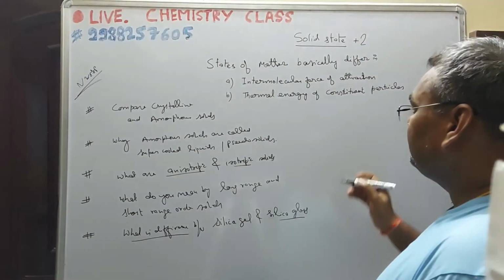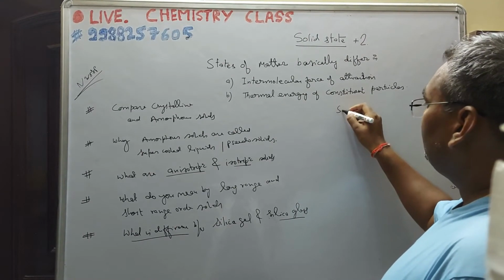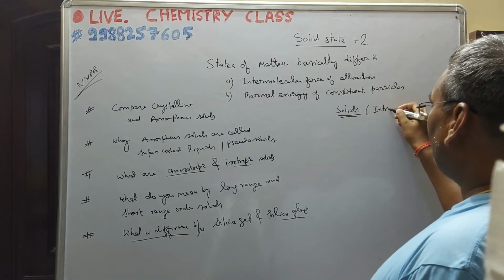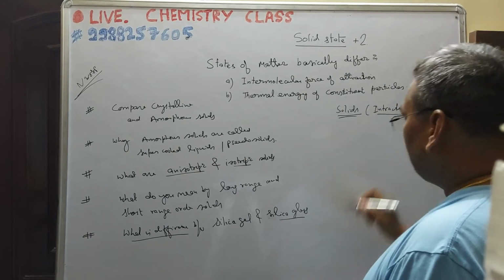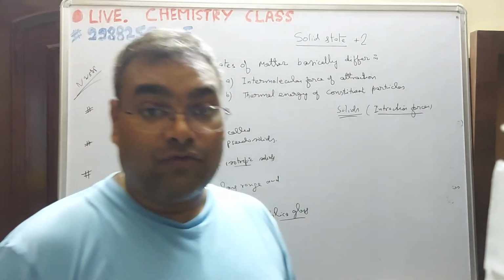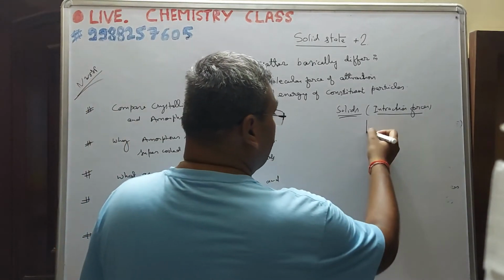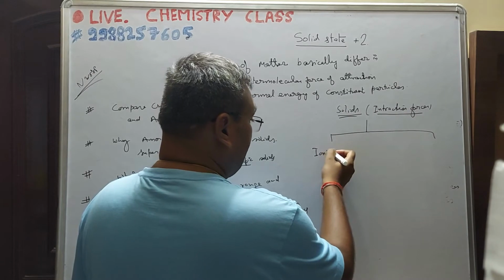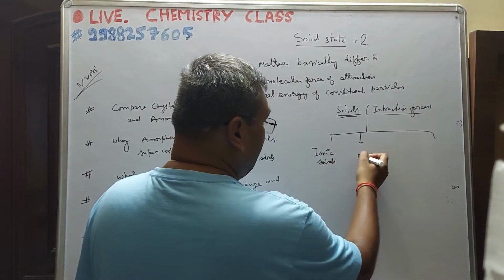classification for the introduction. Further, solids can be classified on the basis of interaction forces, like the attraction force between the constituent particles. Solids can be classified into 4 types. These may be ionic solids, metallic solids.